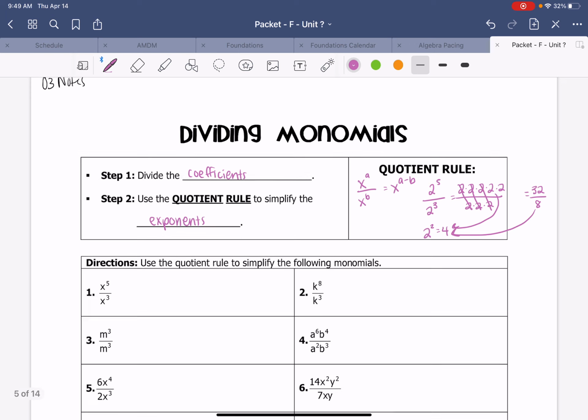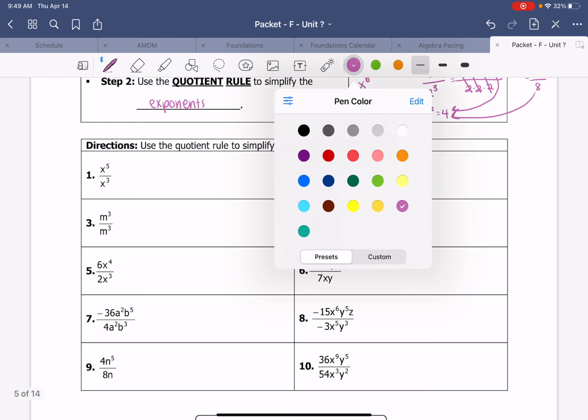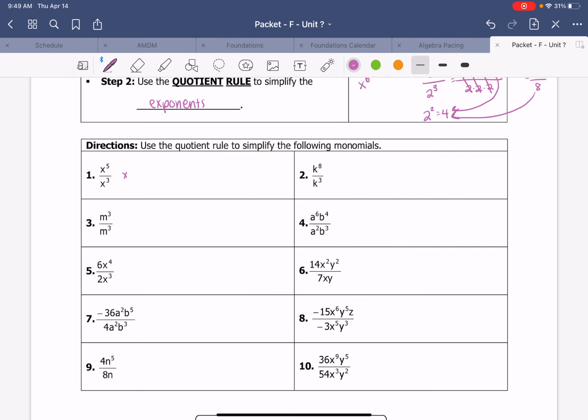We just subtract exponents. So looking at number 1, x to the 5th power divided by x to the 3rd power, subtract exponents: 5 minus 3 gives me x squared. And remember, they have to have the same base. They have to have the same variable. Number 3, m to the 3rd divided by m to the 3rd. So we subtract 3 minus 3, which is m to the 0 power, and anything to the 0 power is 1.